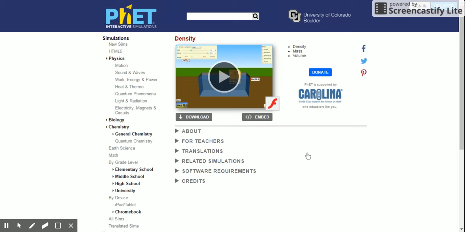So I found this cool little website called PhET. It's something I've used for other classes, but one thing great about it is it allows us to adjust variables and do little scientific experiments. It's a model to help us learn density. So here we go. Once you get here, you're going to press the little play button.